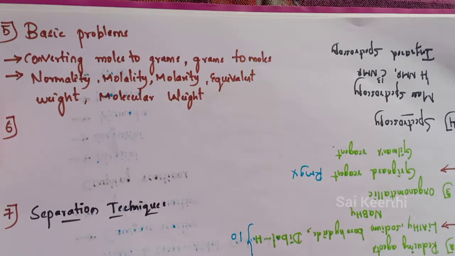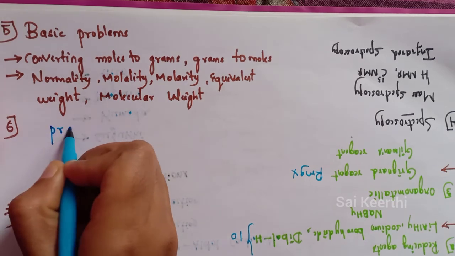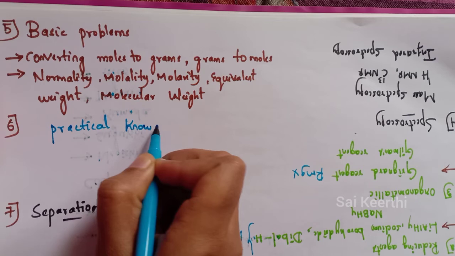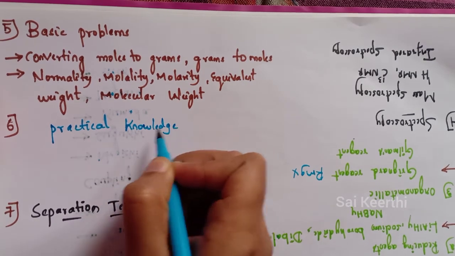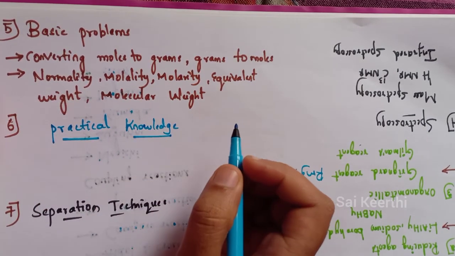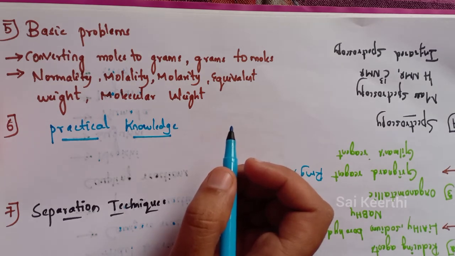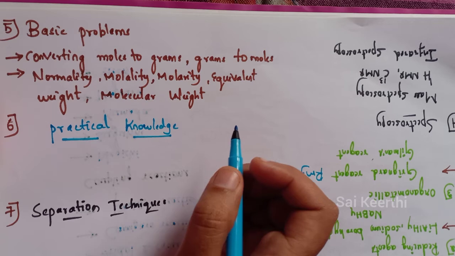And next you should have very good practical knowledge which you have done in your MSc Chemistry or M Pharmacy. So you can make a list of all the practicals you have done in your MSc Chemistry. That is, your practical knowledge is very important. Make a list of all the practicals you have done in your MSc so that it will be easy during your interview preparation.